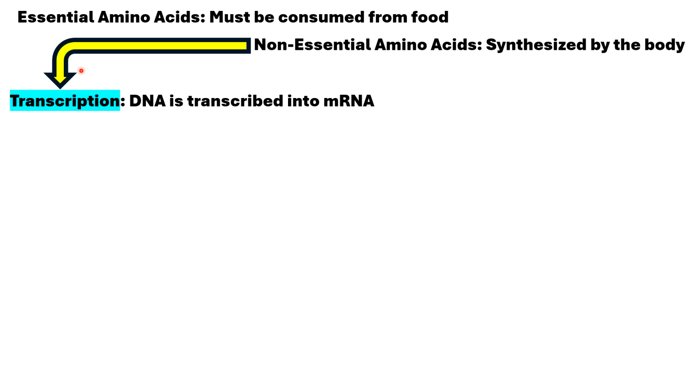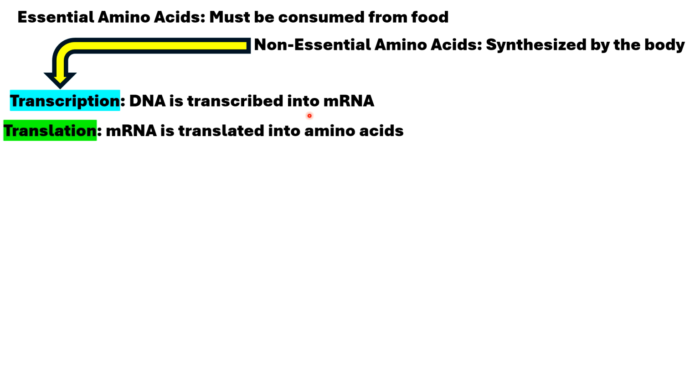Now, transcription, this is relevant, okay, because how do we synthesize these non-essential amino acids? Well, first step is transcription. This is when DNA is transcribed into mRNA, sorry. I have a video on this as well. I believe it's the point something. Now this is followed by translation, where the mRNA is translated into amino acids.